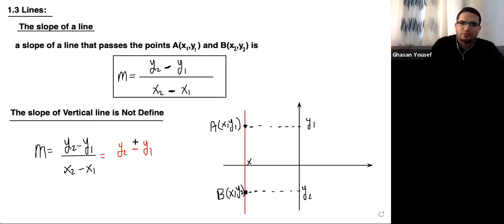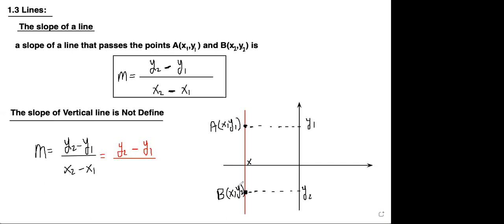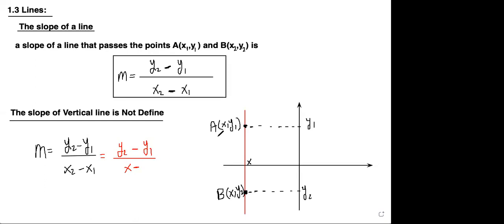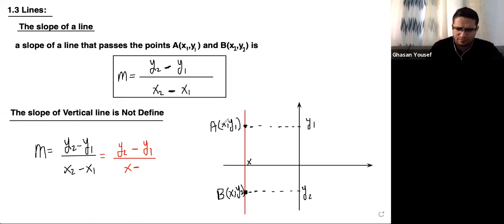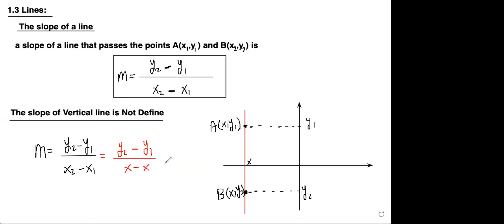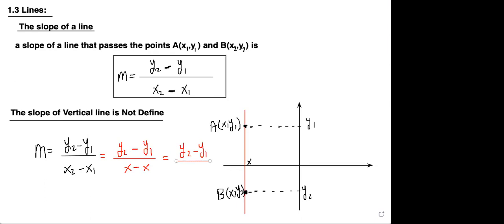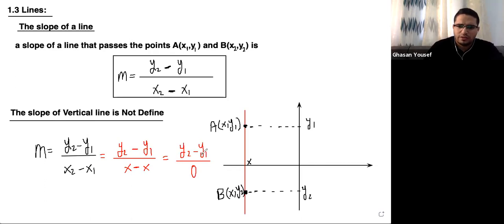over x2. What is the x coordinate of the second point? It's x, because we have the same x. Minus what is the x coordinate of this point? Just x as well. So y2 minus y1 over x minus x. What is the value? 0. So I get y2 minus y1 over 0, and this is not defined.